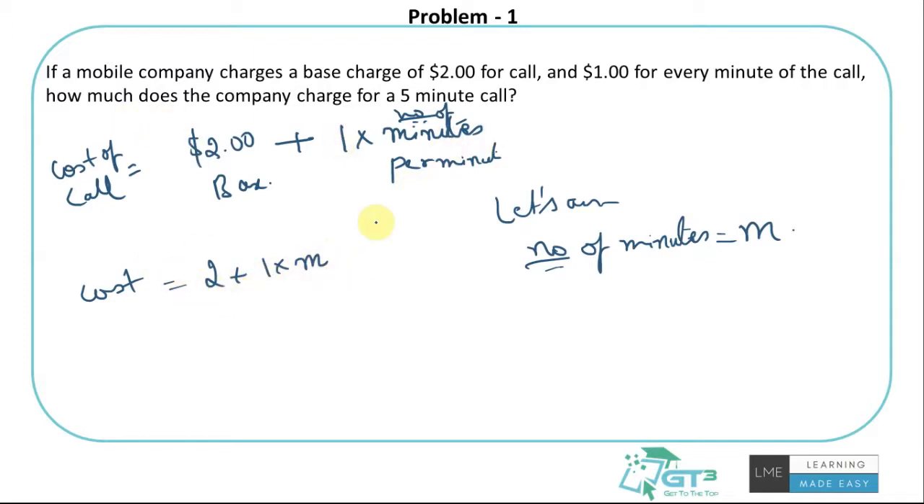So for a 5-minute call, if M is 5, what will be the cost? 2 plus 1 into 5. So that is 2 plus 5, which is $7. That's it. Oh, that's simple. That's what the question is asking you.